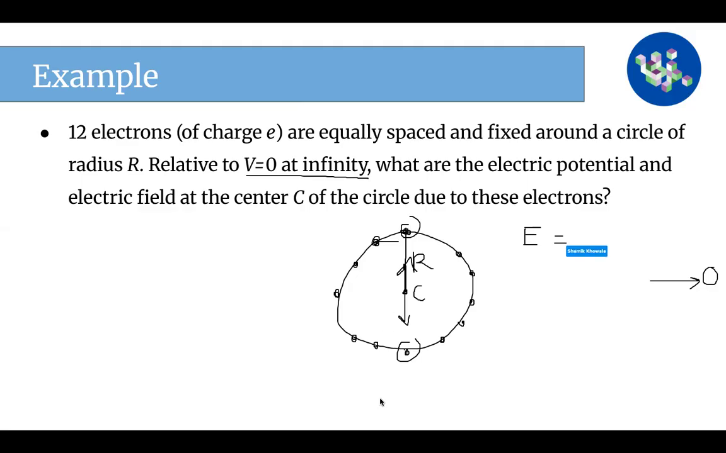And then how do we find V? Remember it's additive, so we'll just add the electric potentials due to each electron. So 12 times K, the charge of each electron is e, divided by the distance to point C, which is the radius R. So you just add them all up. Any questions about that? Okay, next slide.